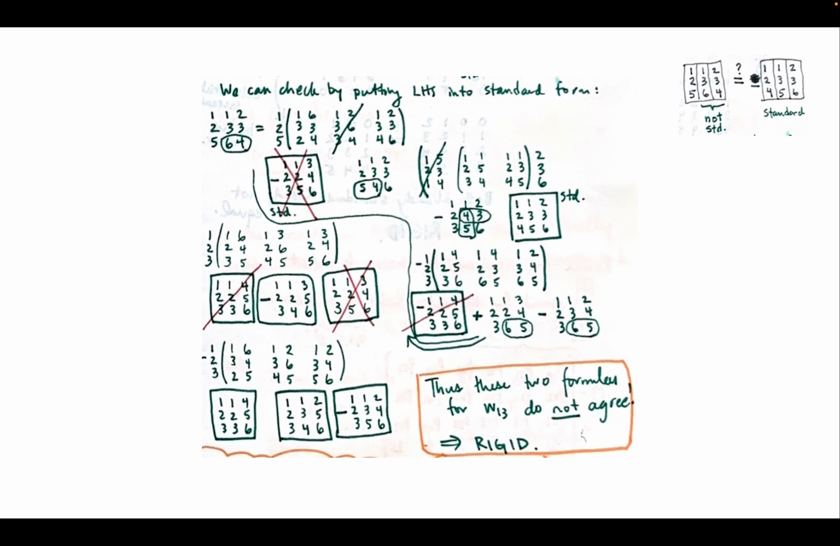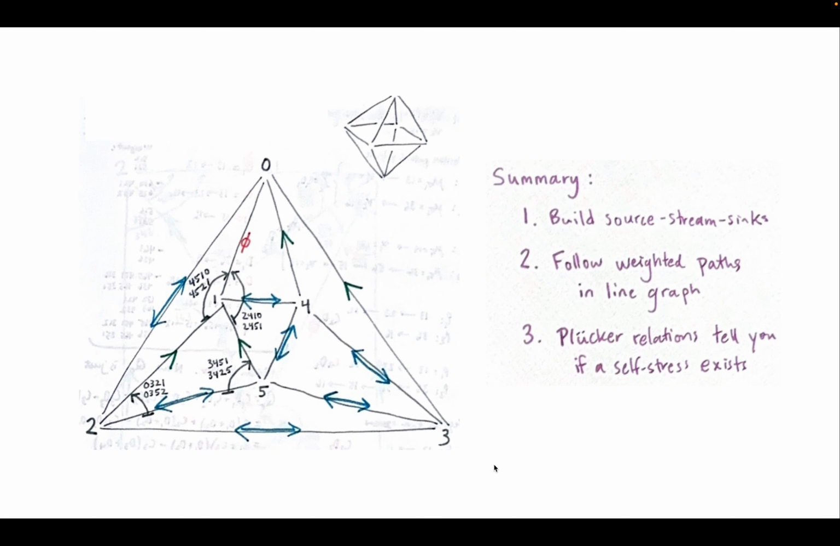Okay, so this is the combinatorics of Young tableau. It's called Young's straightening law, and it tells you whether secret Plücker relations are going to cause flexibility in this graph or not. Summary: build source stream sinks. Follow weighted paths in the line graph. Plücker relations tell you if a self-stress will exist. That's basically it. Okay.